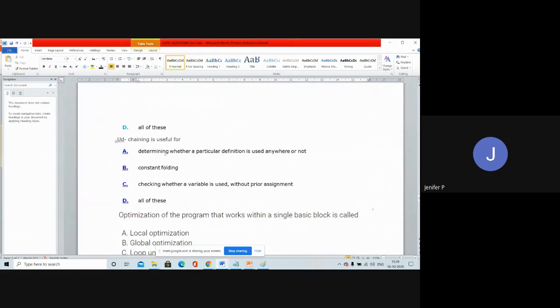And the next one: UD chaining is useful for. We saw two chains, UD and DU. It is useful for, first choice, determining whether a particular definition is used anywhere or not. Second, constant folding. Third, checking whether a variable is used without prior assignment. Then all of these. So see this.